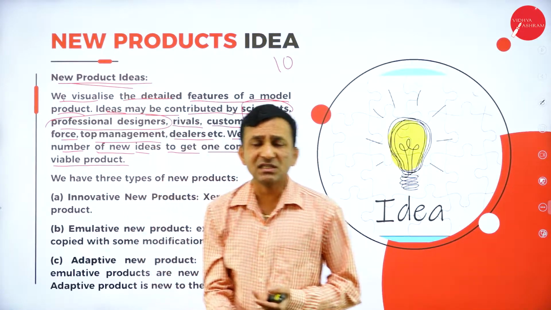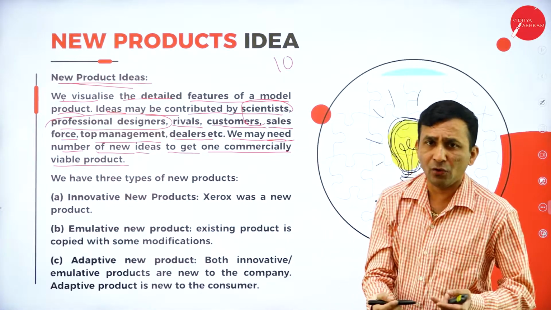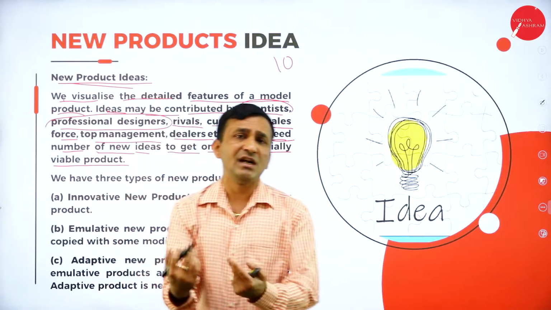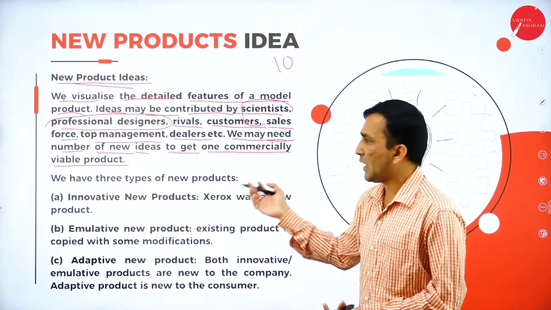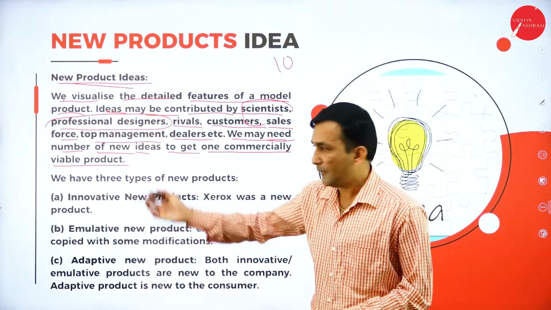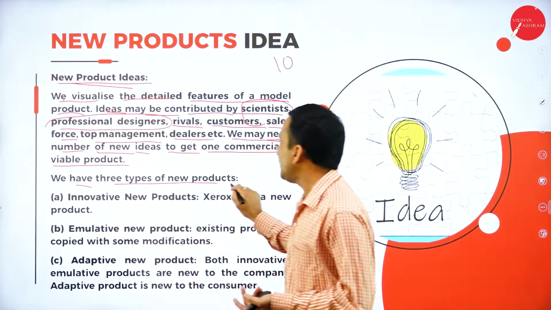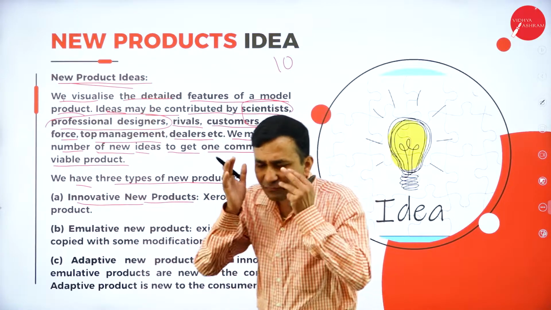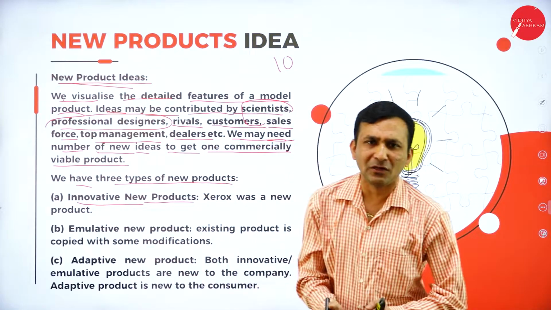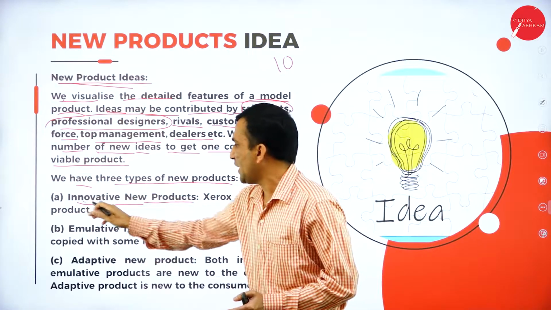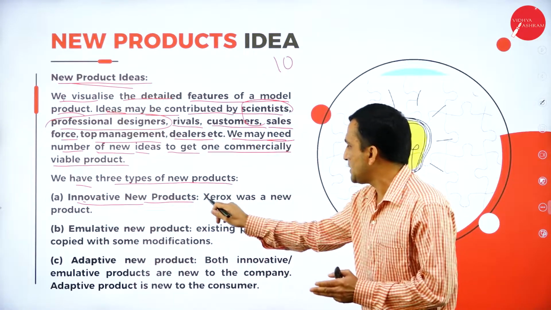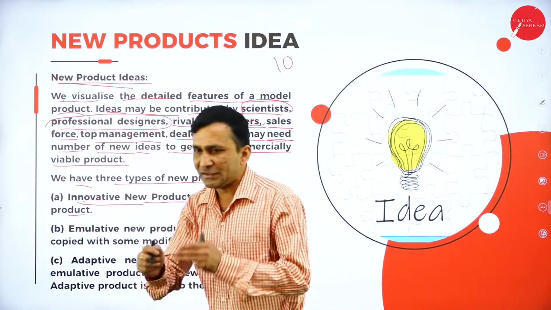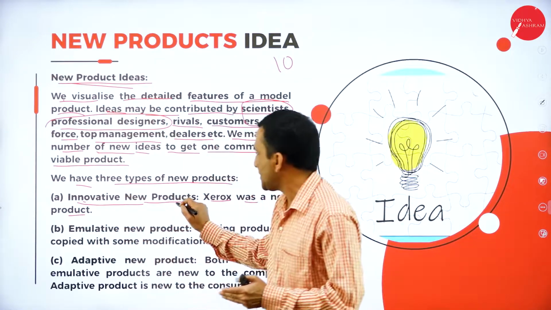Which product is giving more sales revenue? Which one are you expecting more sales from? What is the revenue your company is generating? So of course I want to think from a different angle. We have 3 types of new product. The first one is the innovative new product, which we are developing for the very first time. That is completely innovative. If you take one example, Xerox was a new product at the time of launching for the first time.